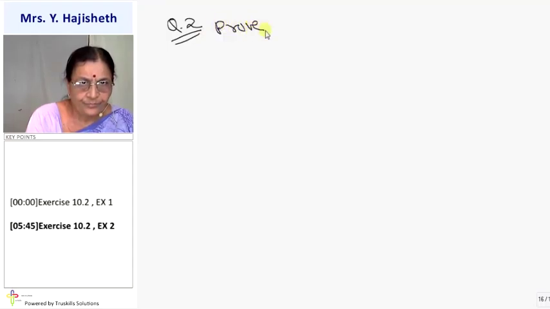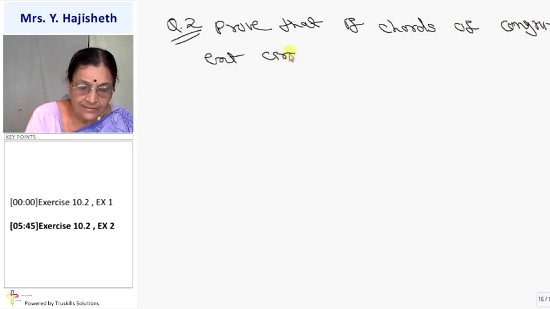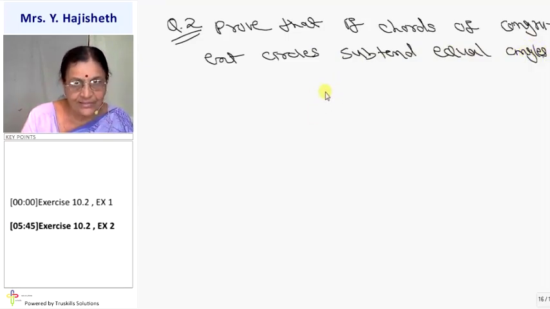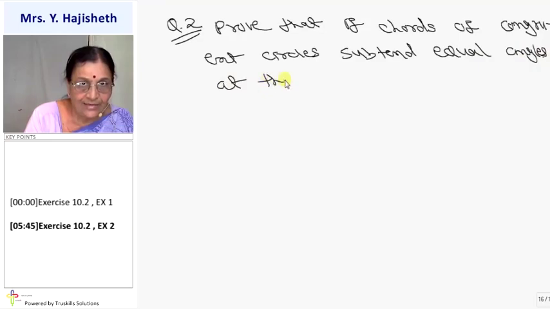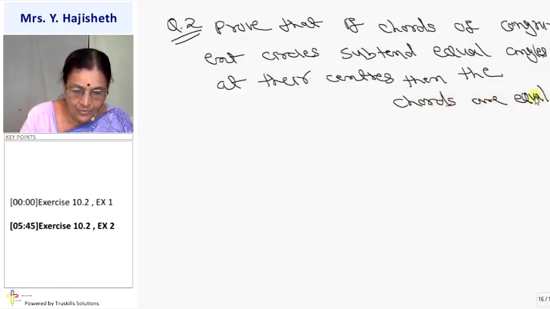Prove that if chords of congruent circles subtend equal angles at their centers, then the chords are equal. It's a converse. मगर इधर converse prove करना है अपने को. तो converse of theorem 10.1 आ गया. मगर instead of same circle, congruent circle. मैंने बोला था ना ऐसे ऐसे करना. वो theorem 10.2 है.